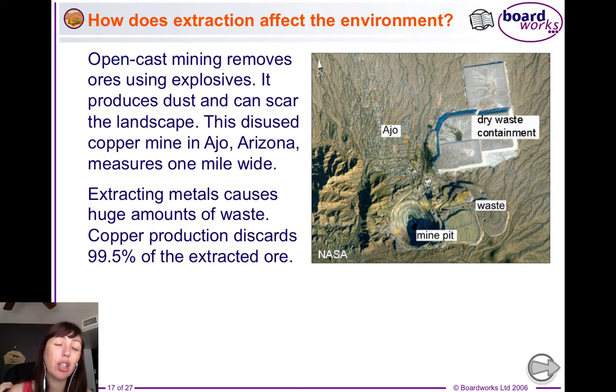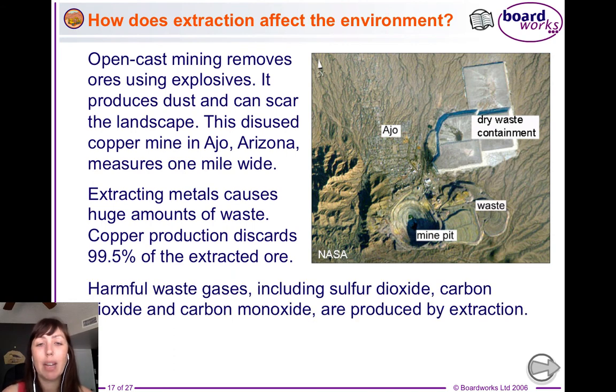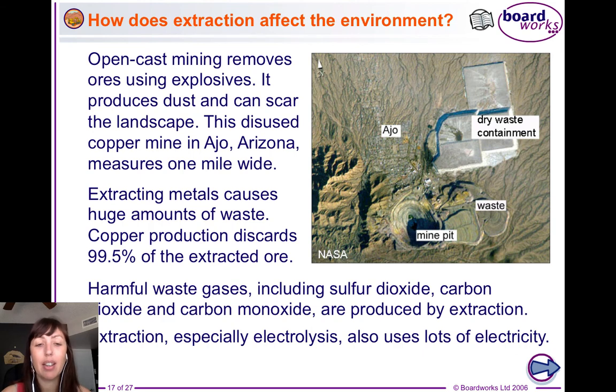Extracting metals causes a huge amount of waste. Copper production discards 99.5% of the extracted ore. And in the process, harmful waste gases, including sulfur dioxide, carbon dioxide, and carbon monoxide, are produced by the extraction. And especially electrolysis, the process of extraction uses a lot of electricity.